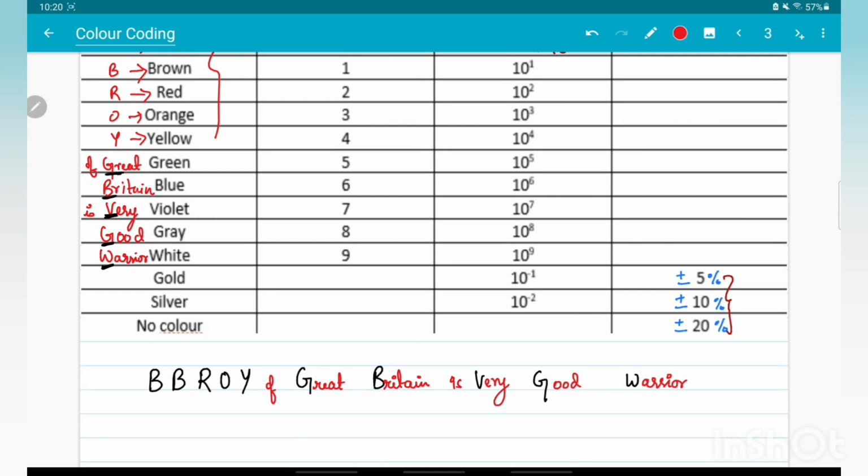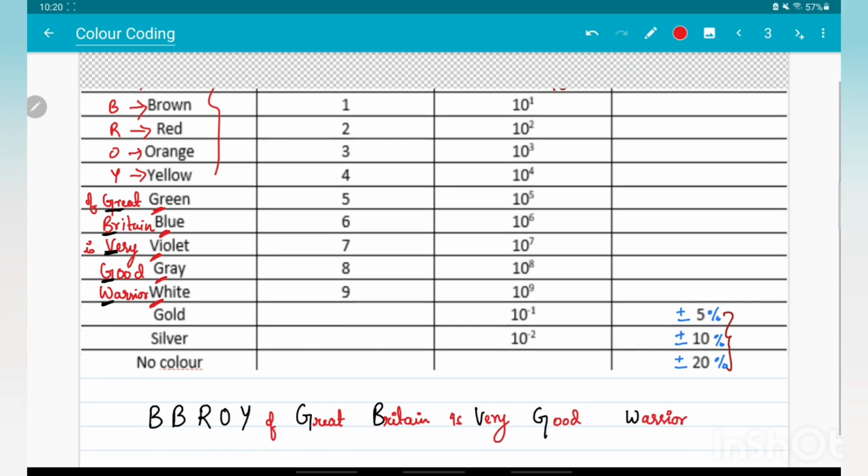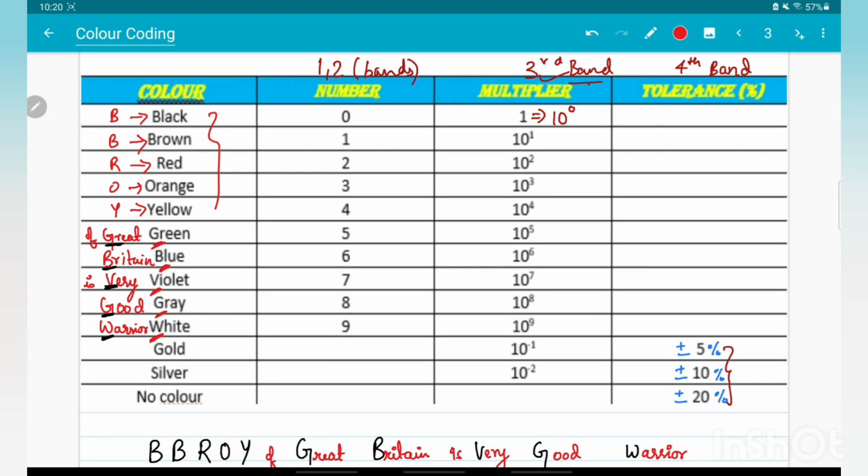Then you have got here of Great Britain. You can just forget about this 'of'. In Great, the first letter is G, which means the color will be green. In Britain, the first letter is B, which means the color will be blue. Then you can ignore 'is', and the first letter of very is V, so the color will be violet. Then the first letter of good is G, so the color will be grey, and for warrior it is W, so the color will be white. So this mnemonic can be used to remember the order of these colors.